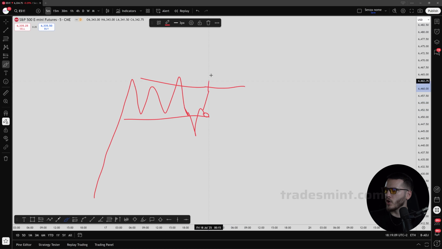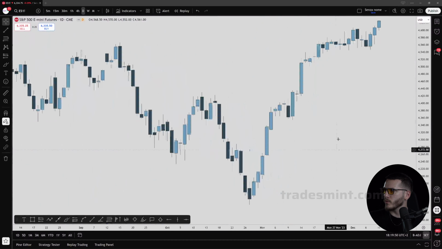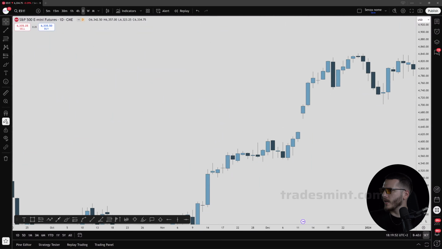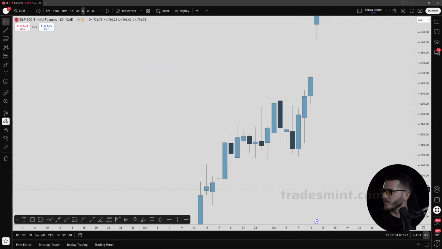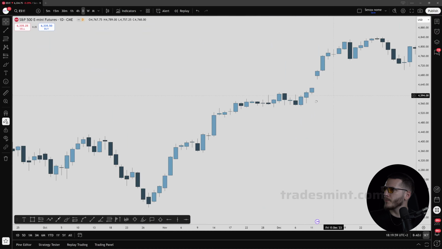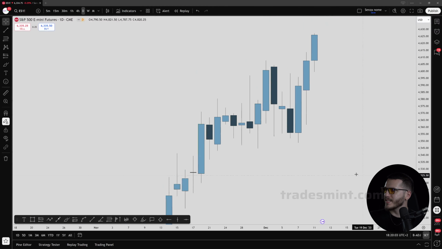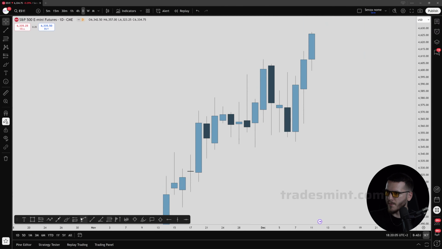Then we have a continuation setup, a break back in type of setup, and then a breakout reversal setup to target the beginning of the impulse. Let's make a practical example of this. This is the price of the S&P 500, and we're in a clear uptrend, okay? And we're in the daily time frame currently, so we're just taking this as an example.